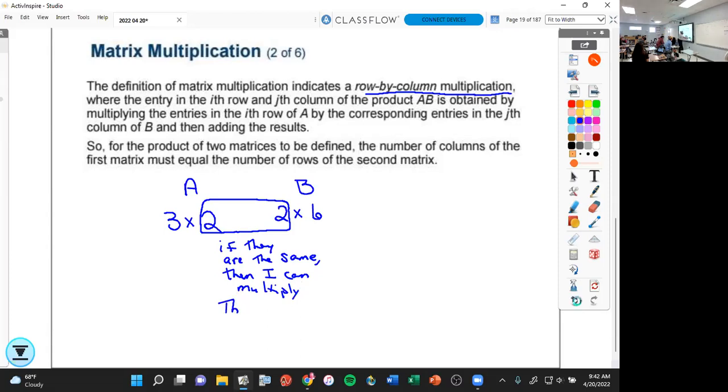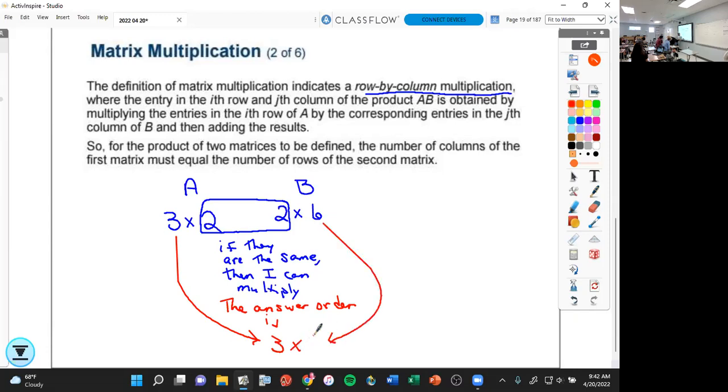Let me change colors. The answer order is 3 by 6. I'm going to take a 3 by 2 and multiply that matrix by a 2 by 6, and my answer is going to be a 3 by 6. That makes sense?